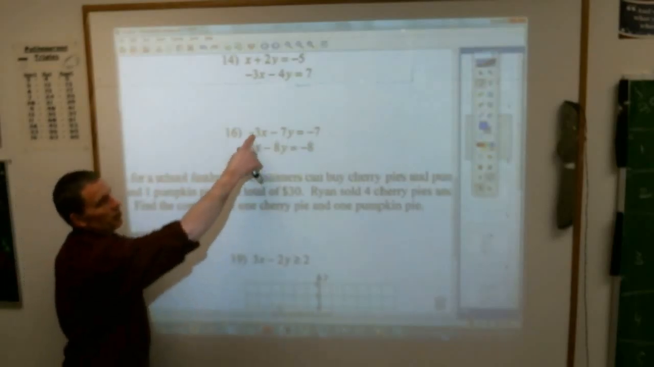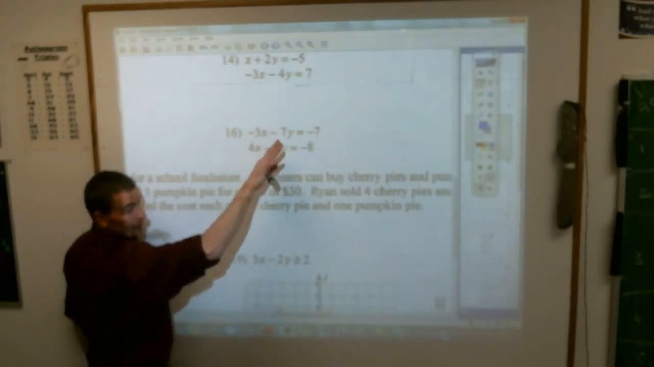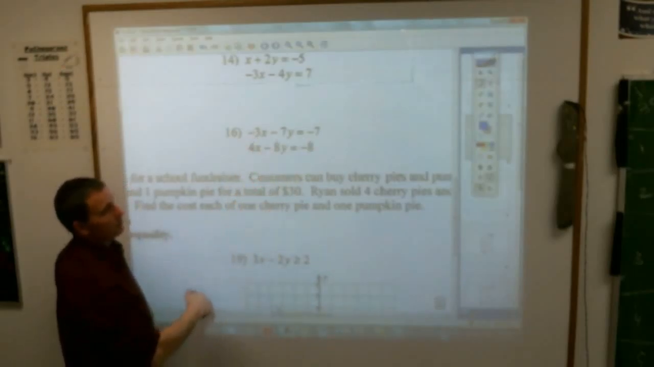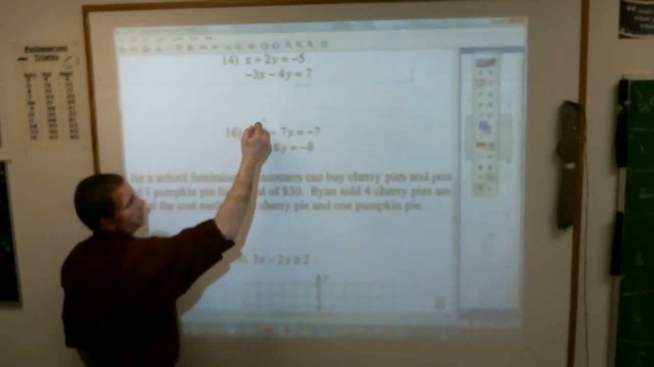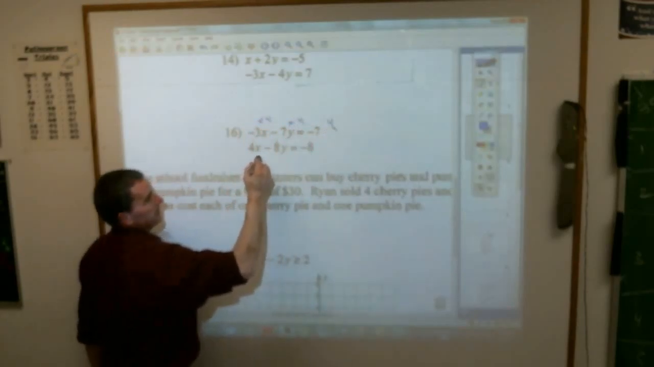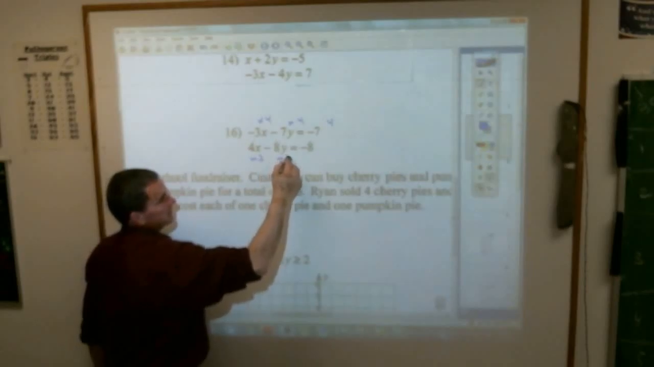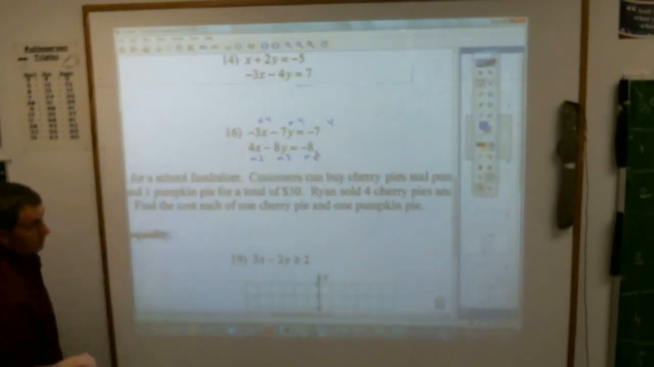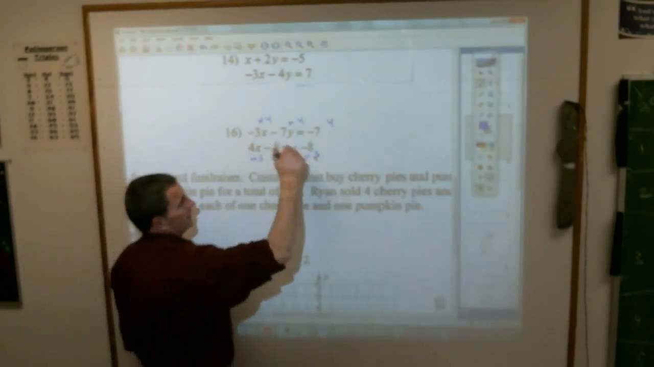Right, because these are already opposites. You don't have to worry about the negatives. If you have 3 and 4, what's the smallest thing? They both go into 12. So you would multiply the top all by 4s, and you multiply the bottoms all by 3s. And when you do that, you'll get positive. You want me to do this or not? Yes. Fine. So I do that.